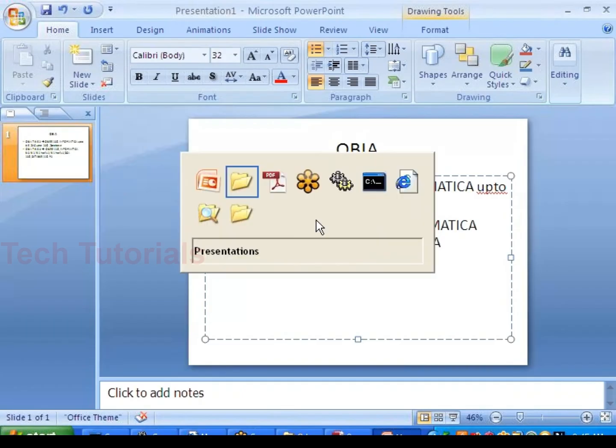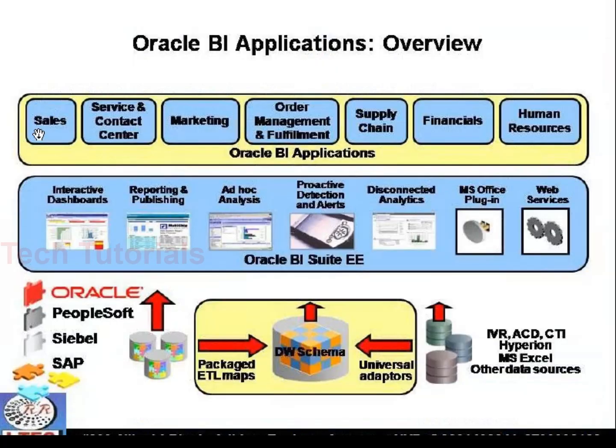Now, if you go for the applications, whatever your project is recommending, let us say your project is a sales project, we need to install only sales OBIEE. If your project is only a service project, then we need to go for service. If your project is marketing, we need to go for only marketing. Like that we need to understand.